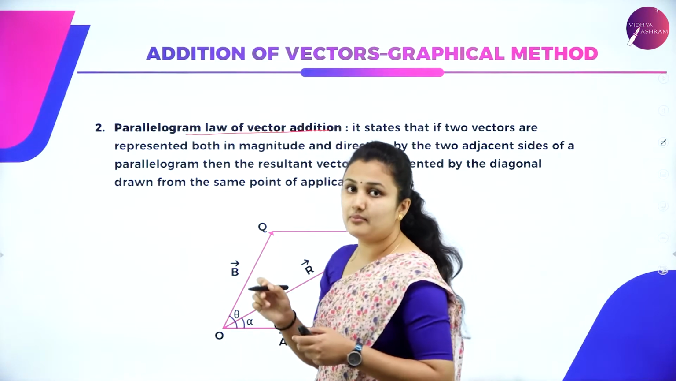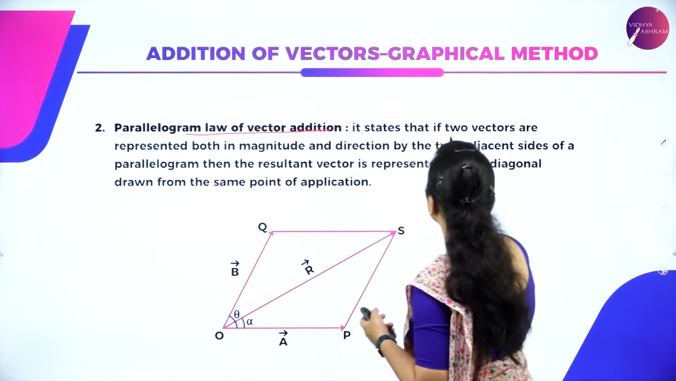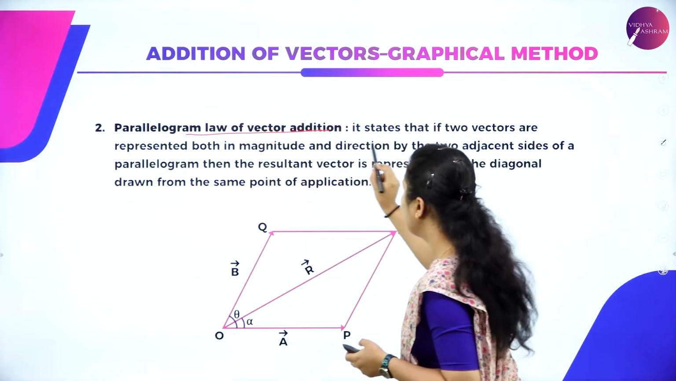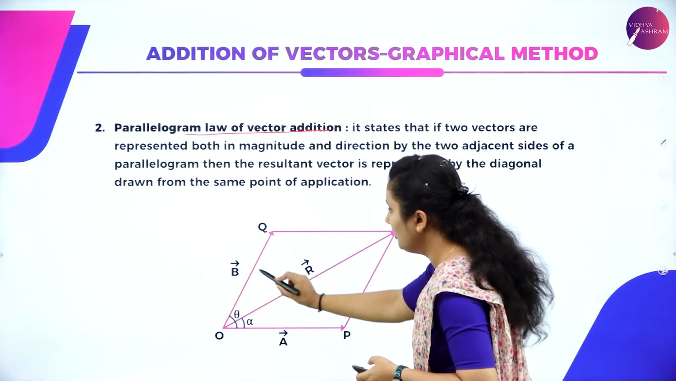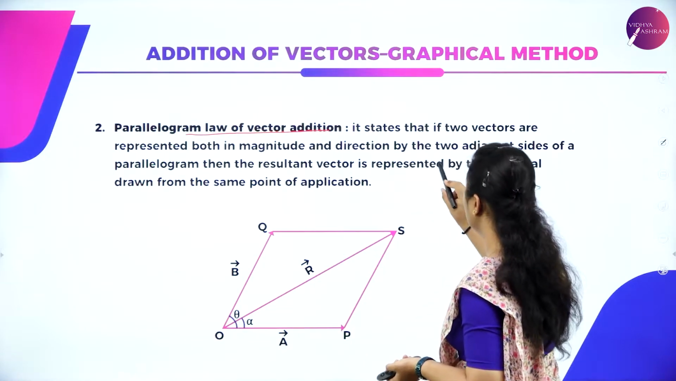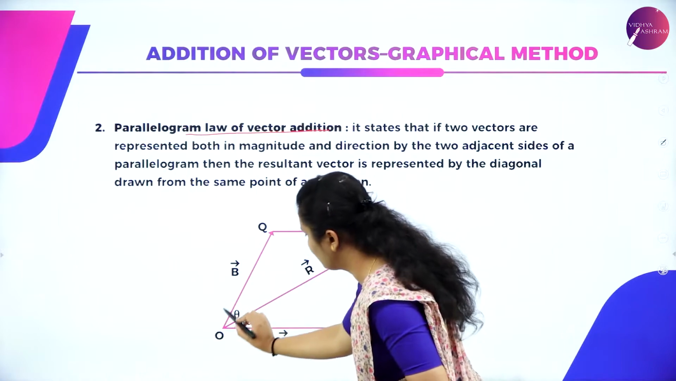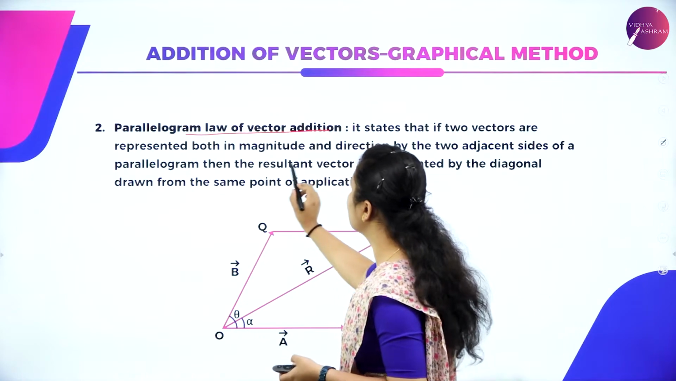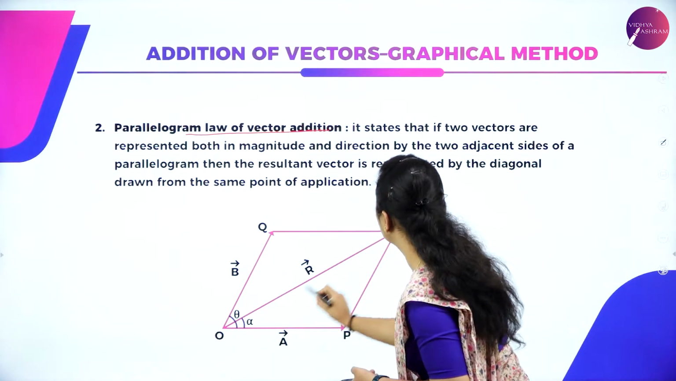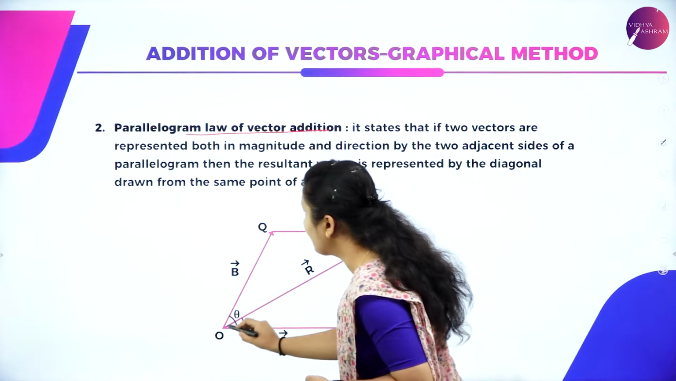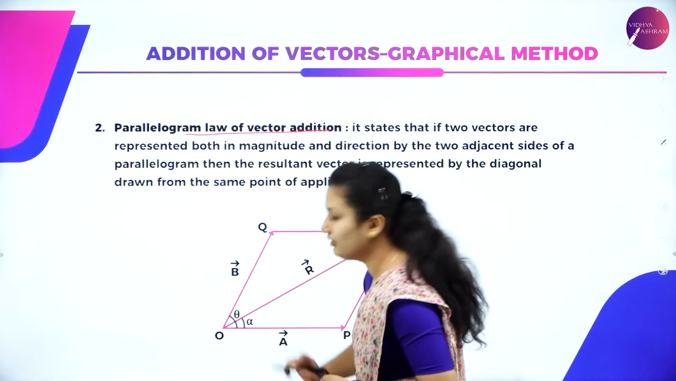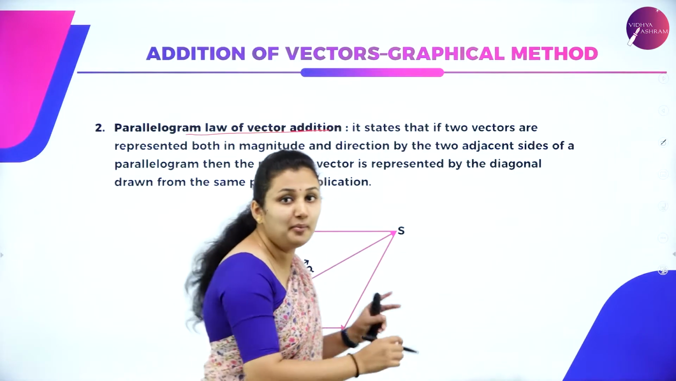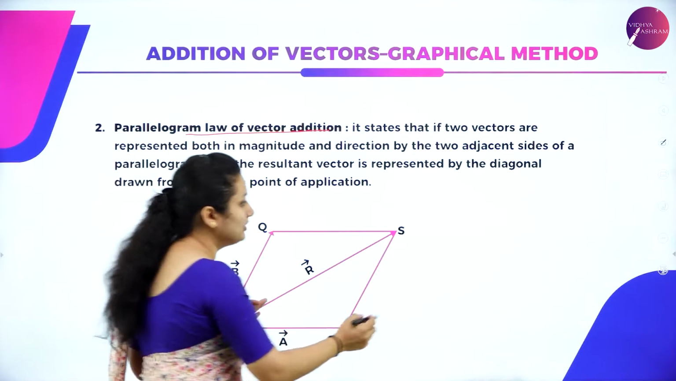So parallelogram law of vector addition states that if two vectors are represented both in magnitude and direction by the two adjacent sides of a parallelogram, then the resultant vector is represented by the diagonal drawn from the same point of application. So let us try to understand this. This is how the parallelogram looks.